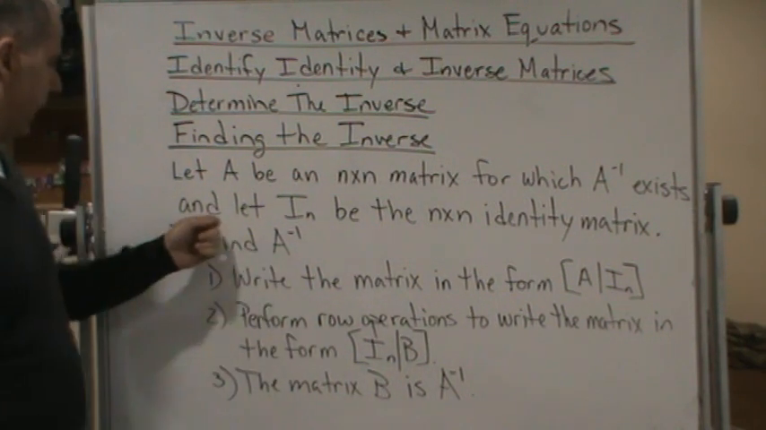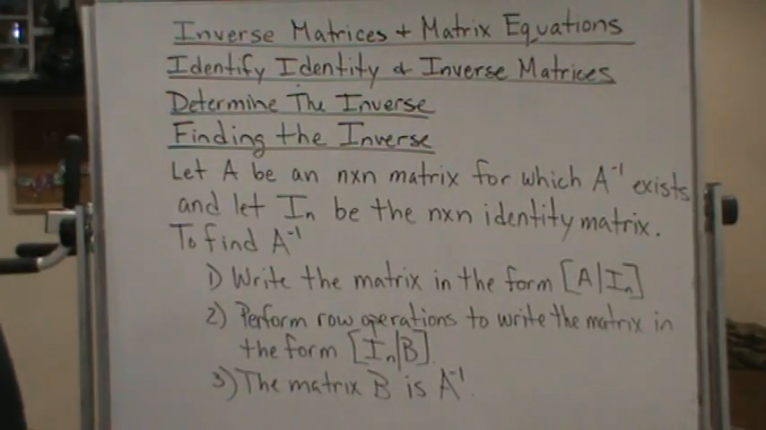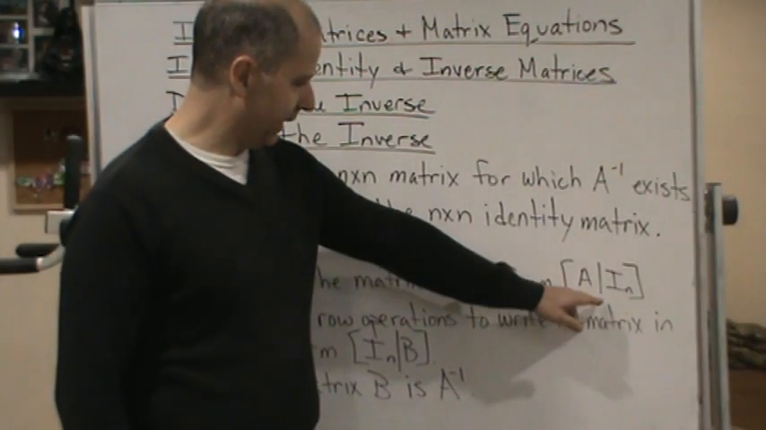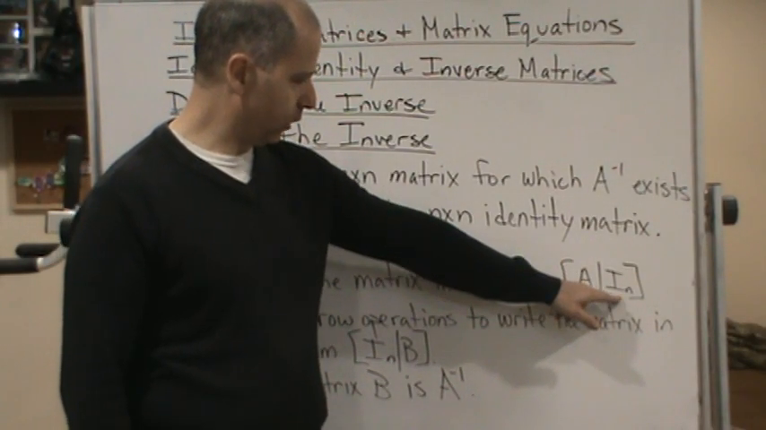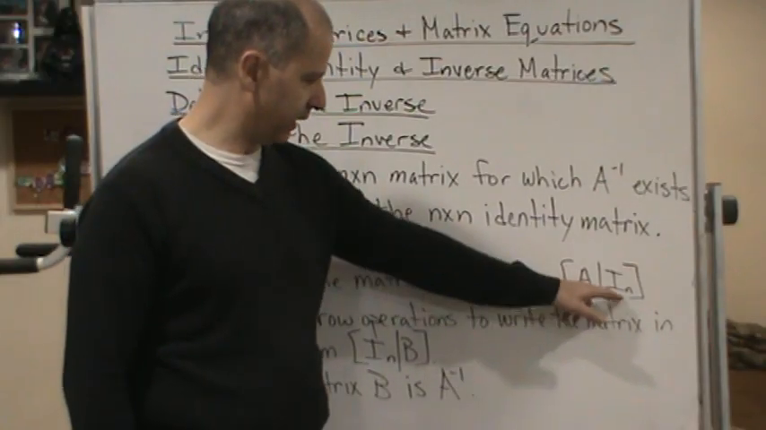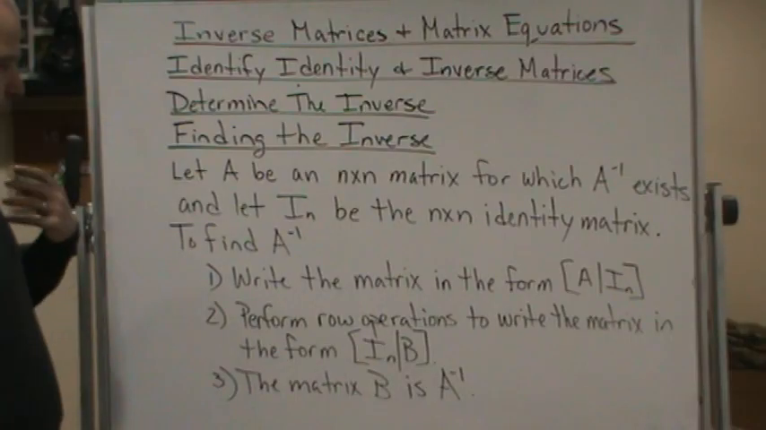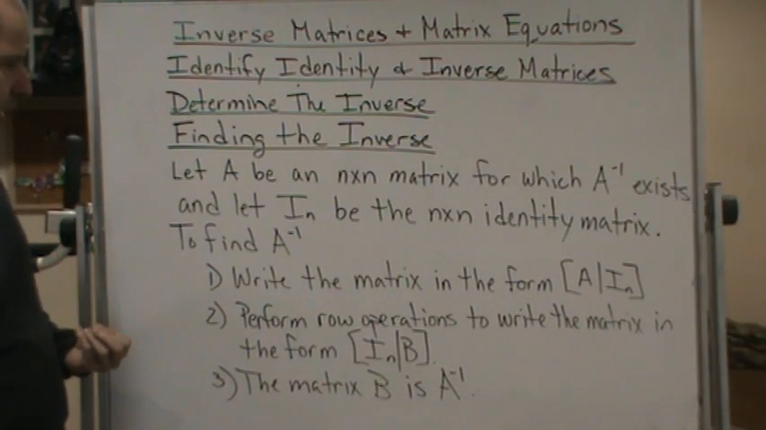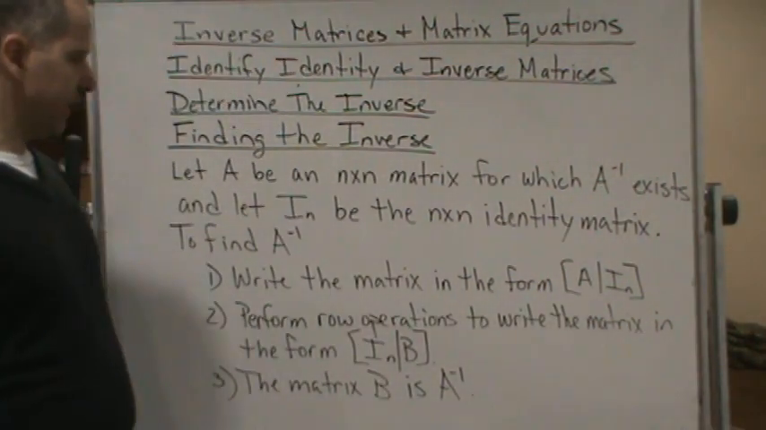Also let I sub n be the n by n identity matrix. To find A inverse, one, you write the matrix in the form A with the vertical line followed by the identity matrix. So you set it up this way in a matrix. And then two, you perform the row operations. You perform row operations to transform the A into the identity matrix.